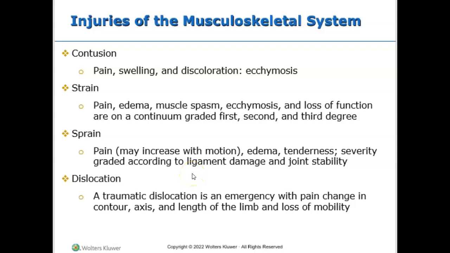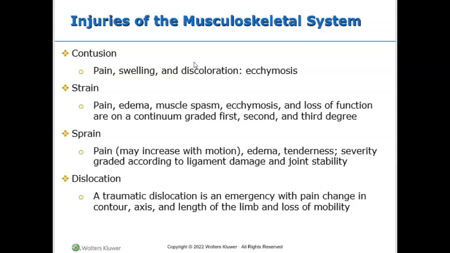All right, so we were talking about bruising. Strain is just basically where you have a muscle spasm, pain, edema, bruising, and it's graded along how bad it is. It's a pulled muscle injury, basically.